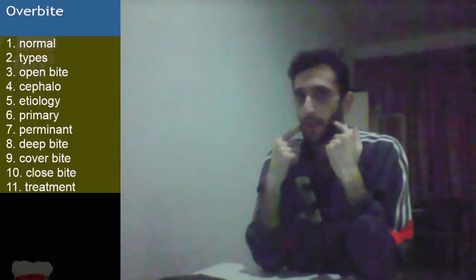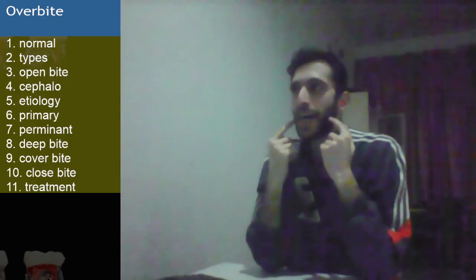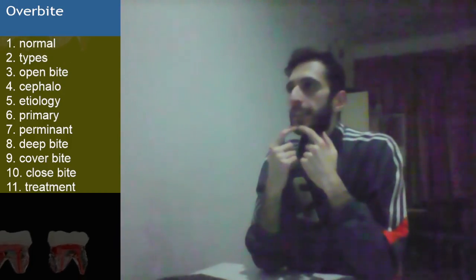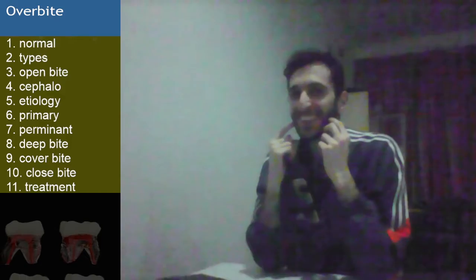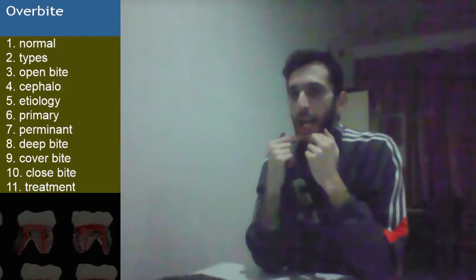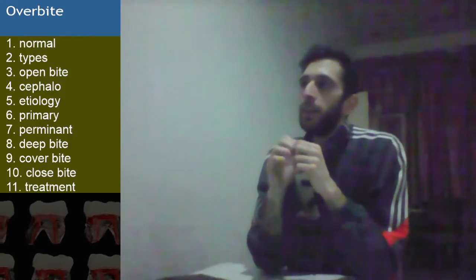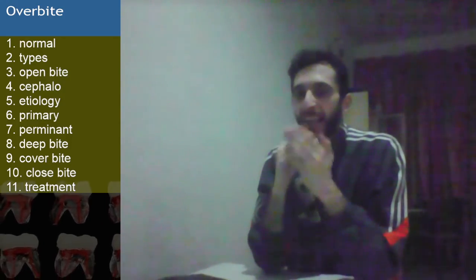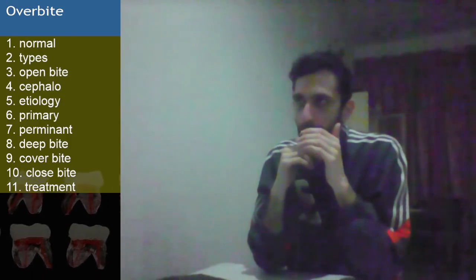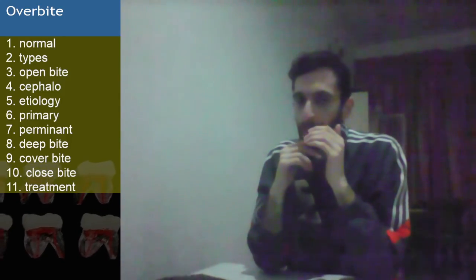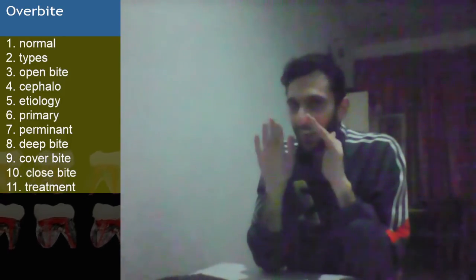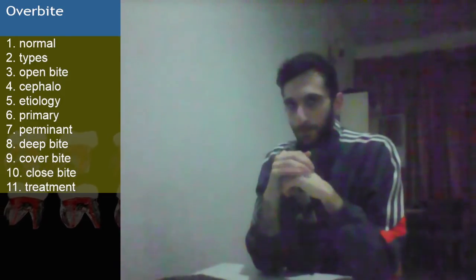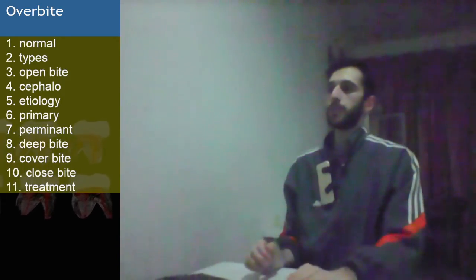Extrusion of posterior teeth, intrusion of anterior teeth, a combination of both, extrusion and intrusion, proclination of incisors. If it is proclined, like that, it will cover the lower incisors. Last but not least is the surgical treatment.